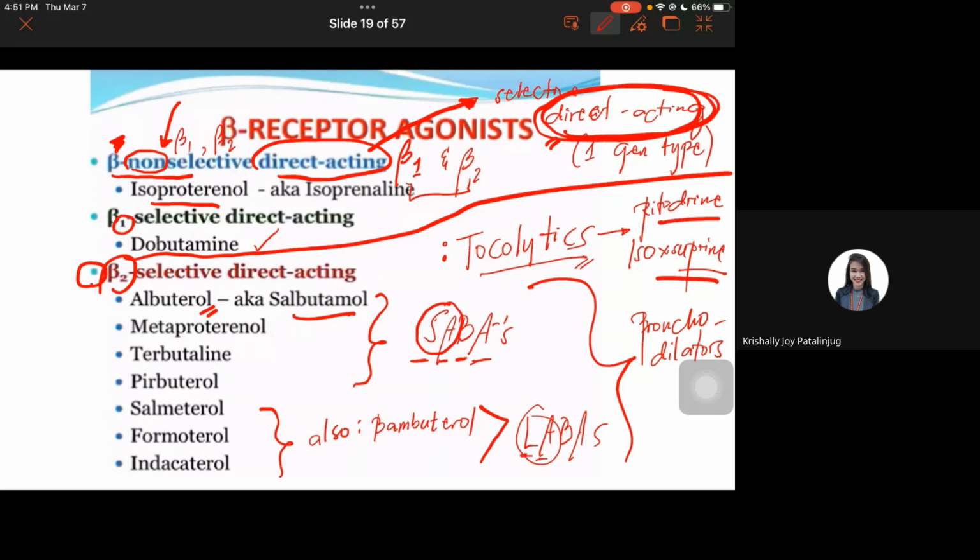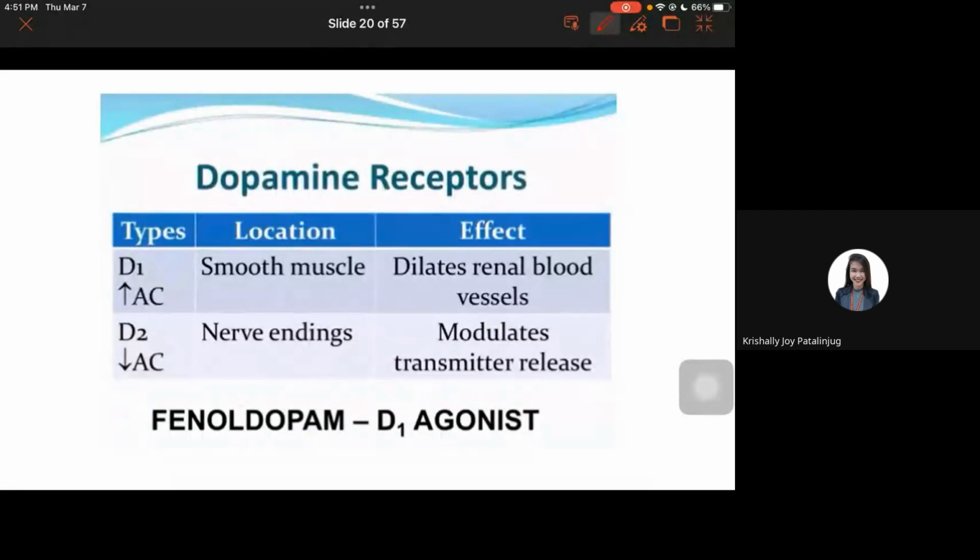Okay, so memorize niyo yan. Wala kayong choice, no? Memorize din niyo ang pangalan sa mga gamot. So those are beta 2 agonists. Non-selective, then we have beta 1 and beta 2. Then under dopaminergic receptor agonists, we only have one. So okay lang. Isa lang ang dopamine agonist. Specifically, it activates dopamine 1 receptor.